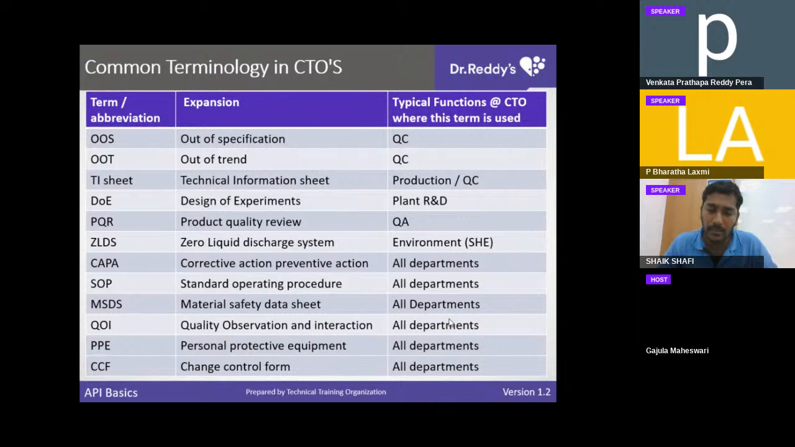Basically, this is the SHE department. SOP, standard operating procedure. MSDS, this is a very important one, material safety data sheet. When we are dealing with different types of compounds, we should know the basic details of that material, which we get from the MSDS. Then QOI, quality observation interaction. When senior people come to interact with the floor people, this is quality observation interaction. PPE, I told, personal protective equipment. CCF, that is change control form. These are some terminologies which we use in API manufacturing, basic terminologies. Yeah, proceed, Mahesh.